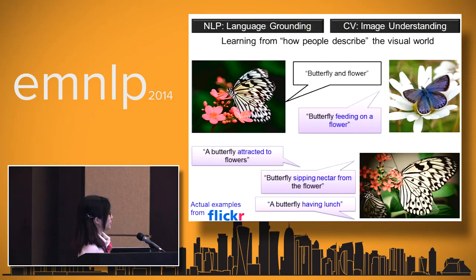For example, some people say something simple and literal like a butterfly and flower, but some people want to say something more interesting. For example, butterfly feeding on a flower, attracted to flowers, sipping nectar from the flower, and even butterfly having lunch. So this is figurative language.